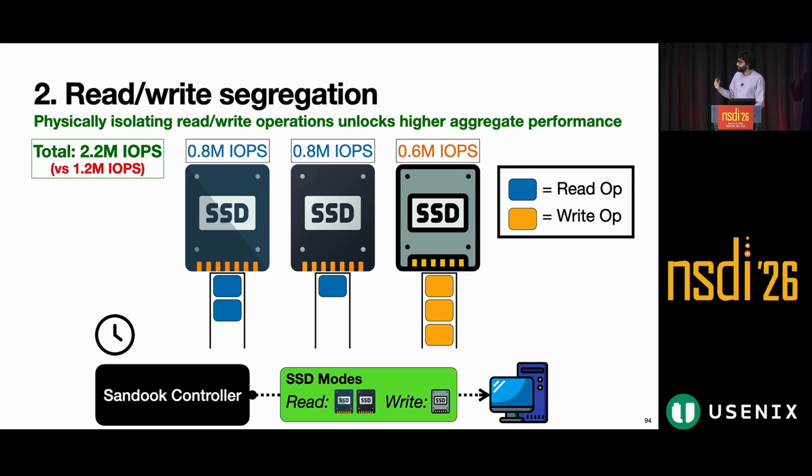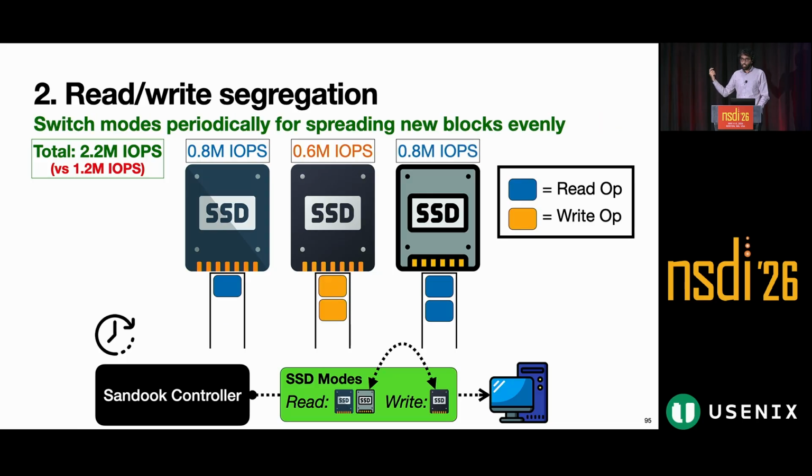But if the controller is able to segregate these SSDs and tell the clients to only route the write requests to the rightmost SSD and the read requests to the left two SSDs, then each of them can deliver much higher IOPS, an aggregate of 2.2 million in this example compared to the 1.2 if you were mixing these. And nothing has to change on the SSD side. It's just the controller informing scheduling decisions to the client so that they can appropriately route their requests to the most suitable SSD at that moment in time.